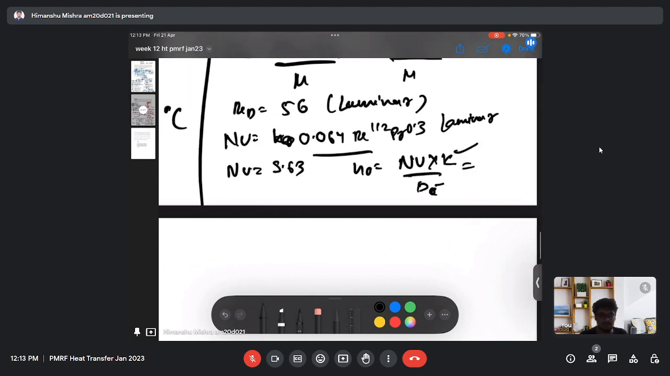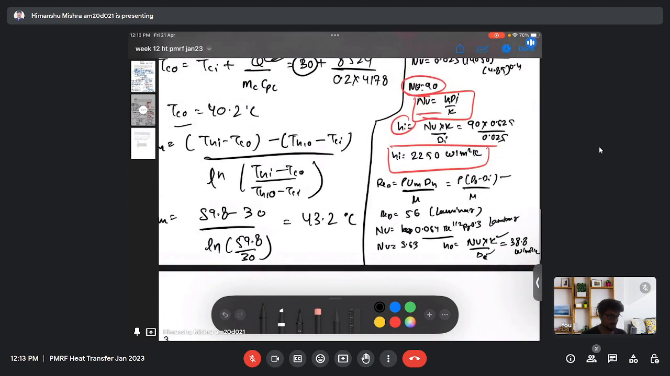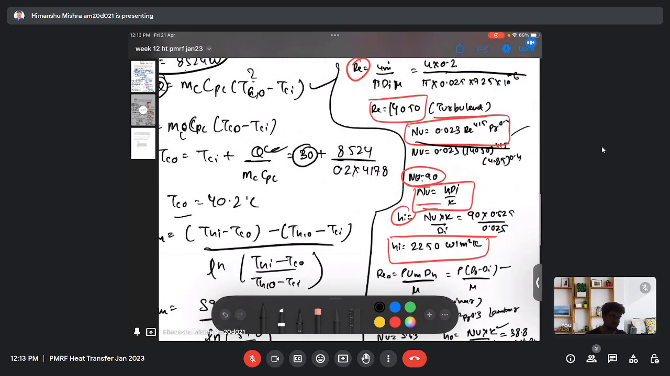So my heat transfer coefficient at outlet will be, again putting the values, 38.8 watt per meter square Kelvin. So again here I'm using the similar concept. I use the Nusselt number correlation and find the heat transfer coefficient here.